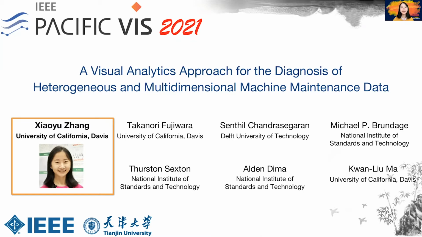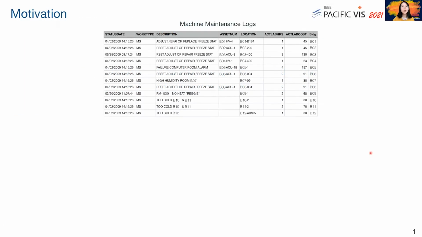Today, I will present our work about a visual analytics approach for the diagnosis of heterogeneous and multidimensional machine maintenance data. I would like to start my presentation with a simple example. Suppose we have a dataset worth $1 million. It records all the machine maintenance logs of a company for over 10 years. If the machine maintenance knowledge embedded in this dataset can be fully uncovered, it would save a great amount of machine maintenance cost for this company.